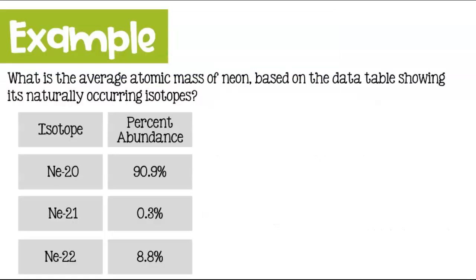Let's try an example. What is the average atomic mass of neon based on the data table showing its naturally occurring isotopes? So notice how we have three isotopes, neon 20, neon 21, and neon 22, with neon 20 having by far the highest abundance.